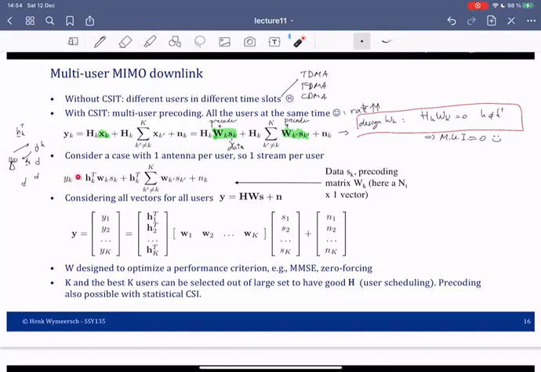I can then stack the observations of all of the users together. This creates a vector y. Of course, this cannot be done in practice, but this is just for me to show you how to design W. If I stack all of the observations together, I can write it in this form, by stacking all the transmitted symbols for each of the users, all of the precoding vectors and all of the channels, plus noise. So the observations of all of the users are given by this H matrix, this W matrix, and the transmitted data.